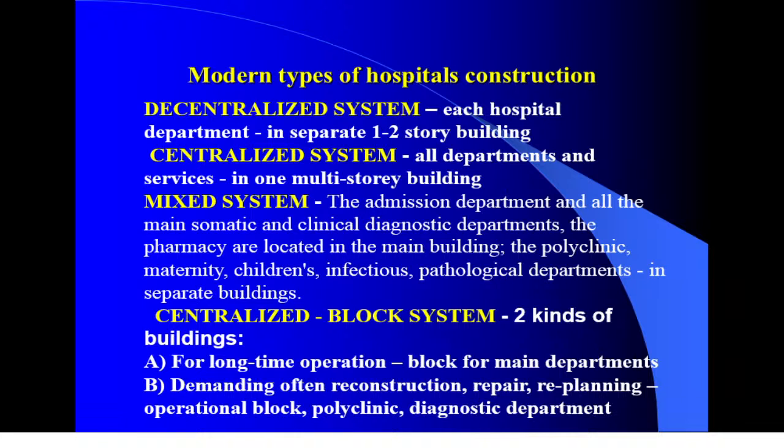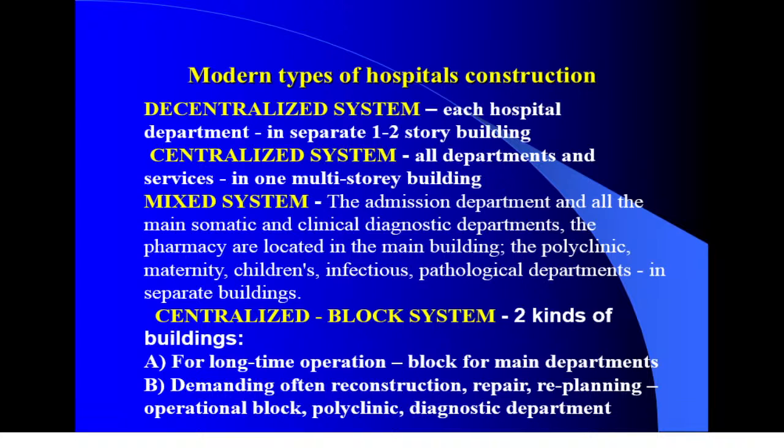But later, providing specialized care to patients with the territorial isolation of departments became difficult. Because what does decentralized system mean? It's many separate buildings. It turned out to be economically unprofitable to have expensive medical and diagnostic equipment in each hospital building. The next stage of hospital construction was the centralized building system.